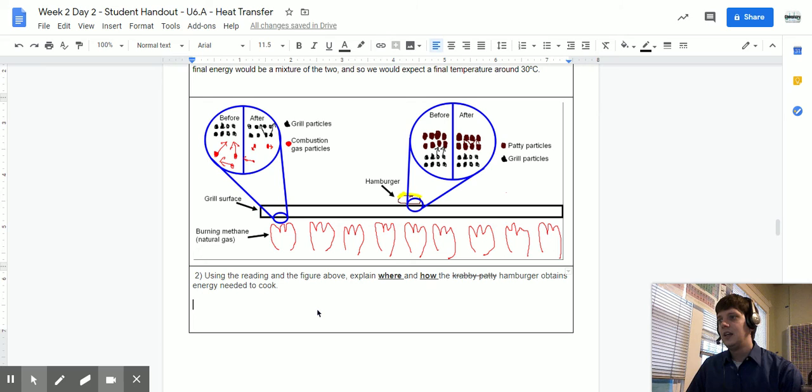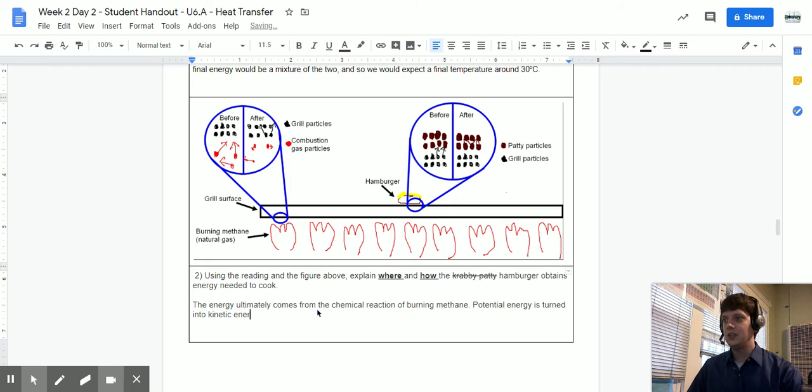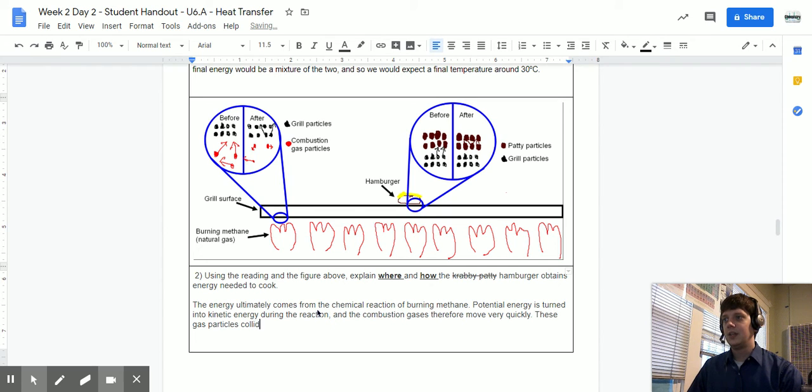So we can say the energy ultimately comes from the chemical reaction of burning methane, and say potential energy is turned into kinetic energy during the reaction, and the combustion gases therefore move very quickly. These gas particles collide with the atoms in the grill, transferring kinetic energy.